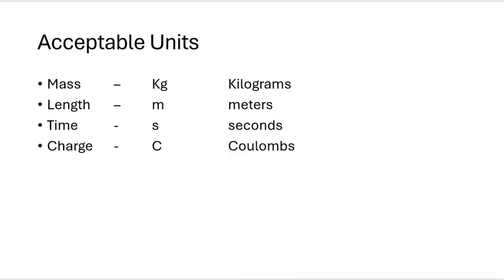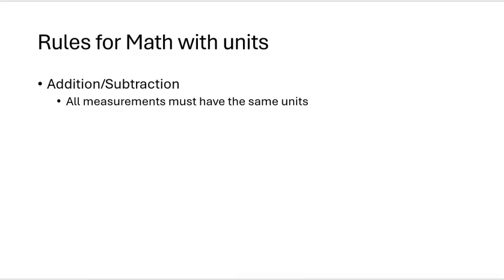All right, so here are the rules. The first one's nice and easy. So, rules for math with units. The first one is when we're doing addition and subtraction, there's just one rule, and that's they have to be the same units, right? It's impossible to add 5 meters plus 2 seconds. You simply can't do it. It can't be done.